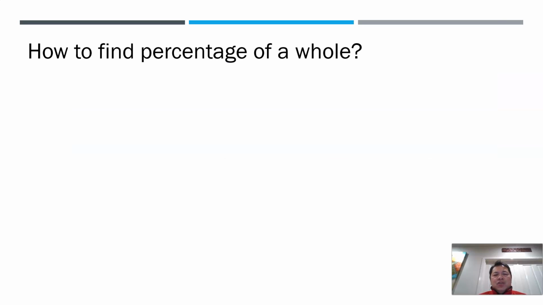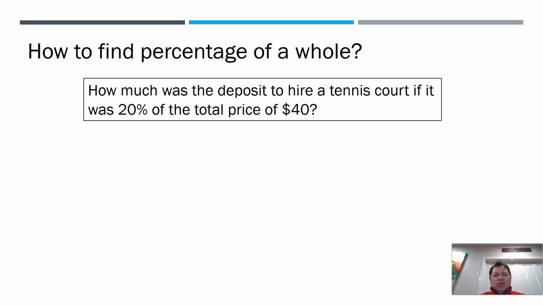Okay, how to find a percentage of a whole? So for this case, how much was the deposit to hire a tennis course if it was 20% of the total price of $40? So you need to put a deposit for it. So it's 20%, so it means 20 out of 100 times $40. So we have done this before. Remember, before we went for a break, I taught you how to deal with fractions with whole numbers.